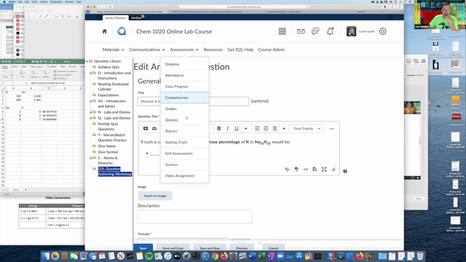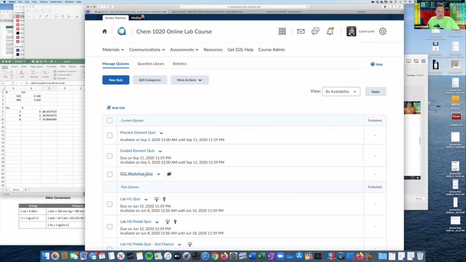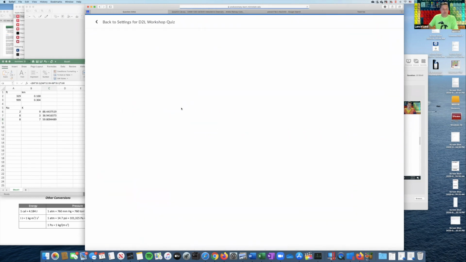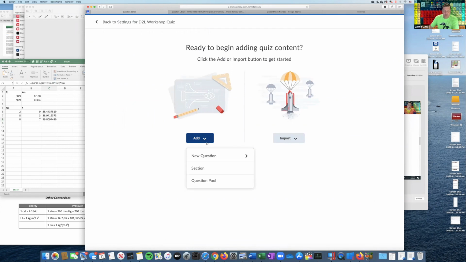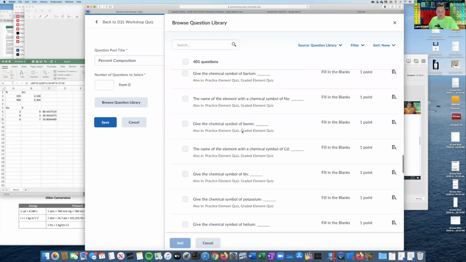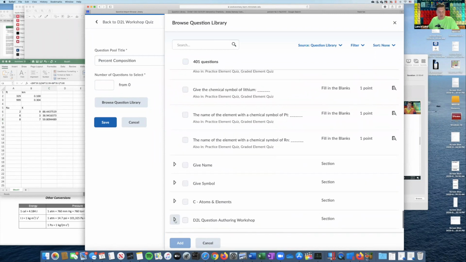So we are going to go to the quizzes, and there's our D2L workshop quiz that we started. And we're going to add some questions. And your question last time is, where did this come from? This is the first time I've seen this. So go to the question pool. Again, it's going to be percent composition. And we're going to browse through the question library. We'll go down, we'll find that in the question library.